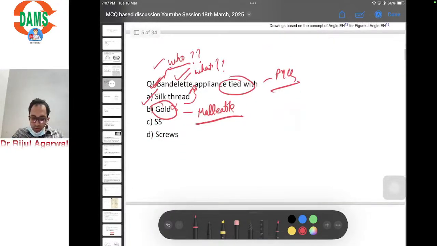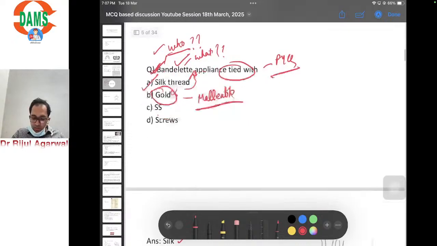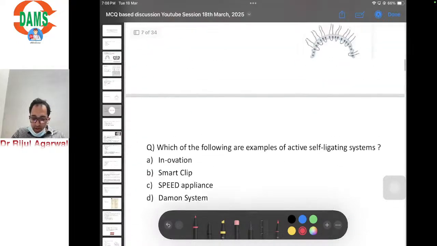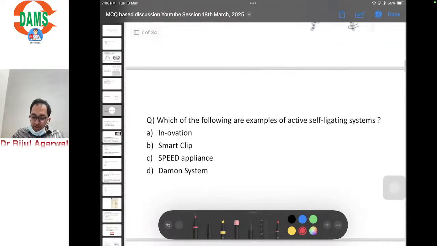Okay, so this is the confusion, or which problem where it occurs. That's why I deliberately started with the first question and moved on to the second question. First was easy, second a little bit tricky. Next question: which of the following are examples of active self-ligating systems?